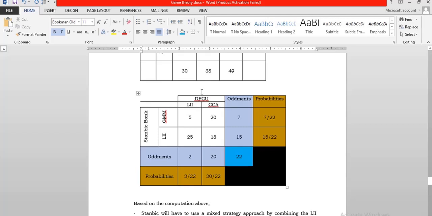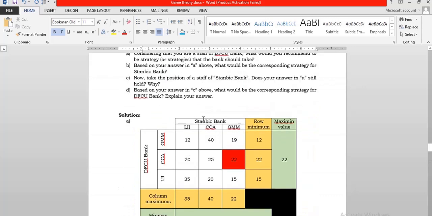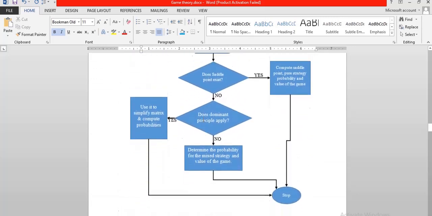At the end of the day, we get the value of the game and we suggest to the different players their possible payoffs and the maximum possible gain or loss given the situation in the game. So I have shown you how to go through game theory using this particular flow chart.